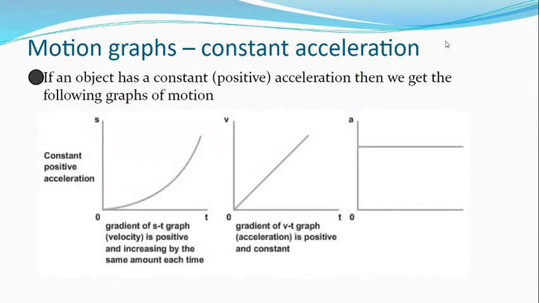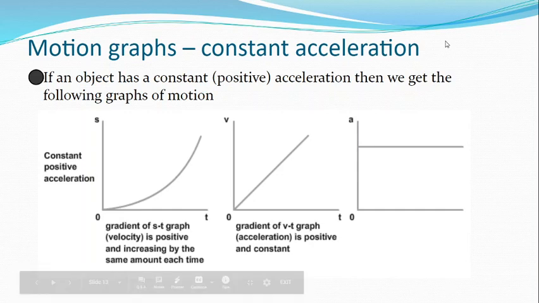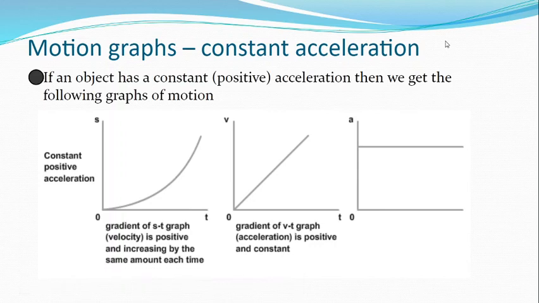So now let's look at, if an object has a constant positive acceleration, then we get the following graphs of motion. One on the left here, so we're going from 0 upwards. This is a displacement time graph, because remember we use s for displacement. So the gradient of an s-t or displacement time graph is positive and increasing by the same amount each time. This is a velocity time graph here, and again we've got this acceleration, so the gradient of that would be the acceleration. And this is an acceleration time graph, which just shows that something has constant acceleration, that flat line there.